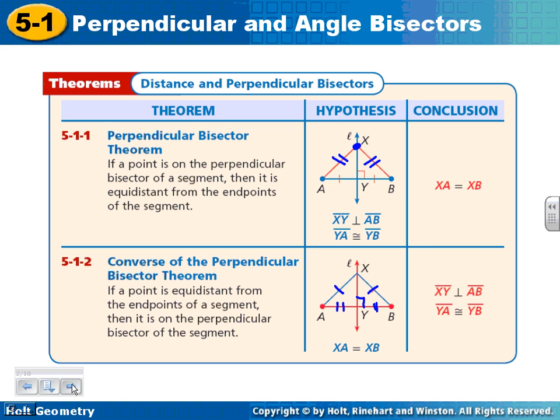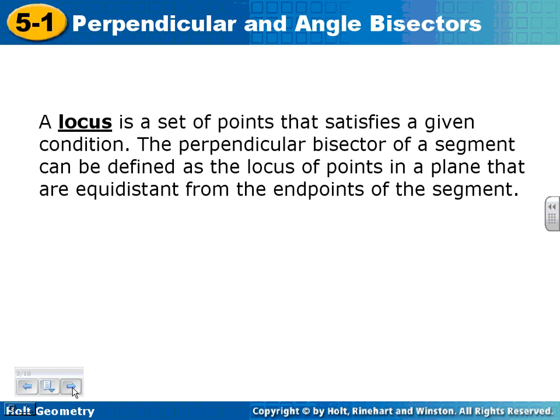With that said, a locus is a set of points that satisfies a given condition. The perpendicular bisector of a segment can be defined as the locus of points in a plane that are equidistant from the endpoints of the segment.